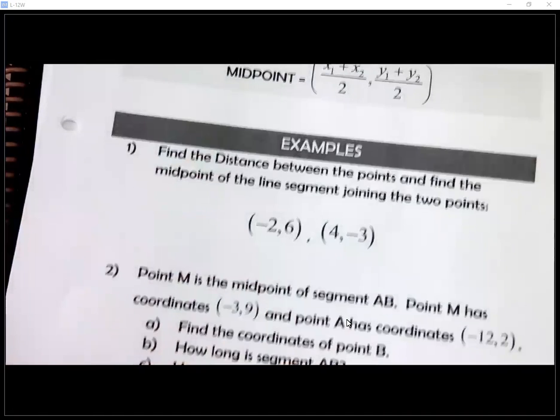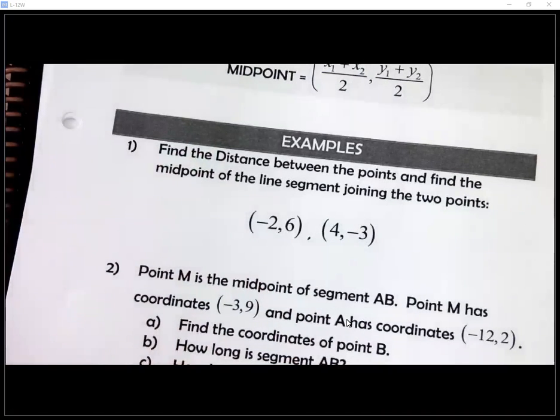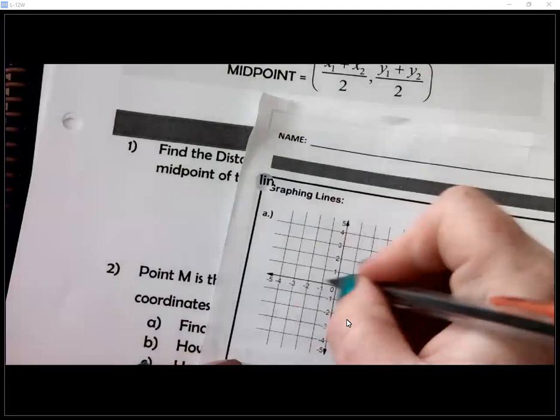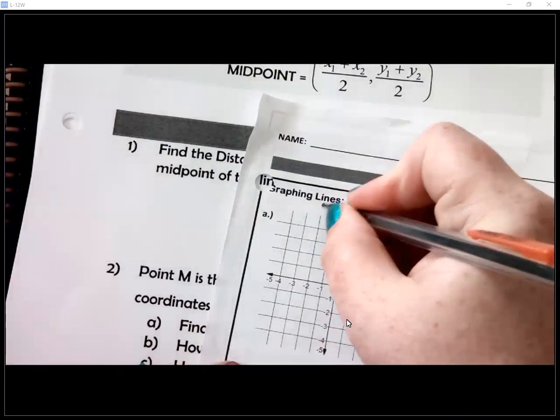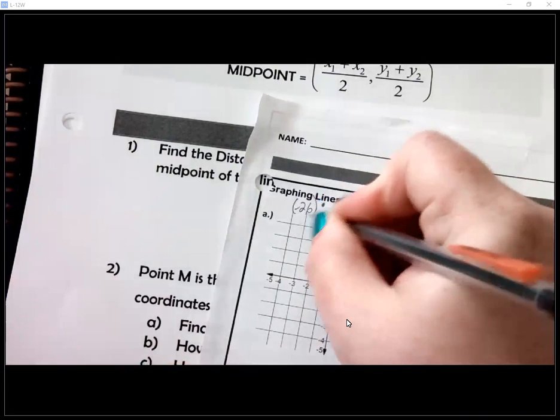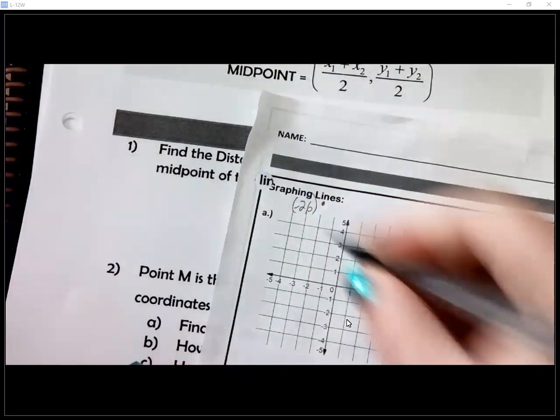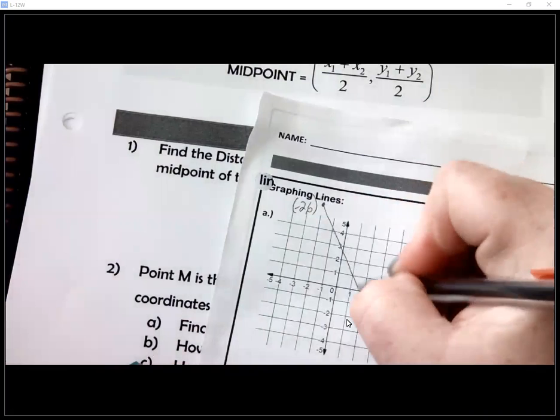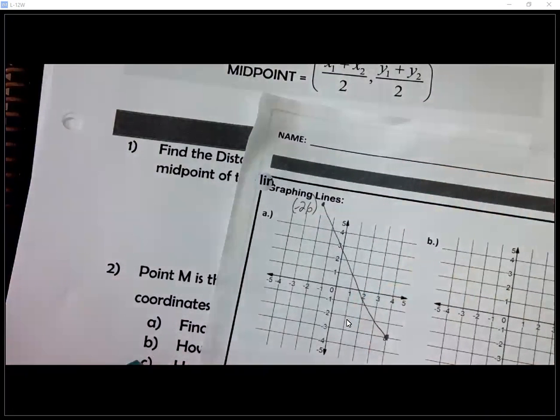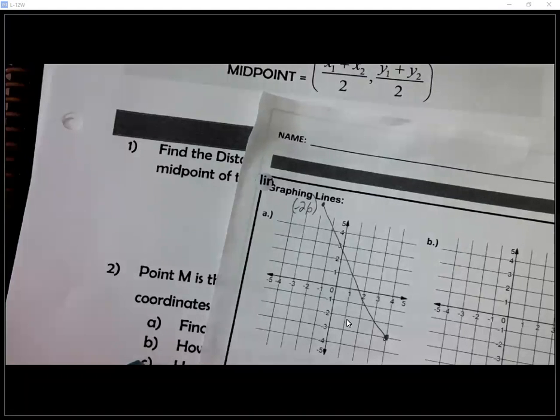So we have -2, 6 and 4, -3. You can graph it, but there's really no need to. I'll show you just on here, but you don't have to graph it. If I had -2, 6, it would be somewhere way up here, and then the other point was 4, -3. Here's my point, though: you can't just count the boxes because it's not perfectly vertical or horizontal. So now I'm in a little bit of a snag, but not really.